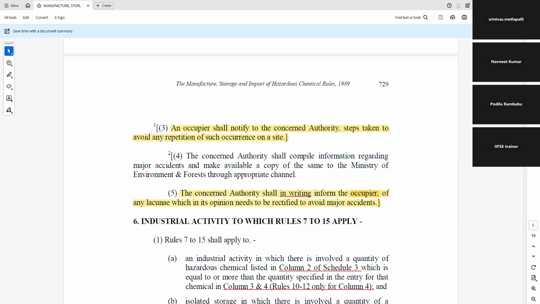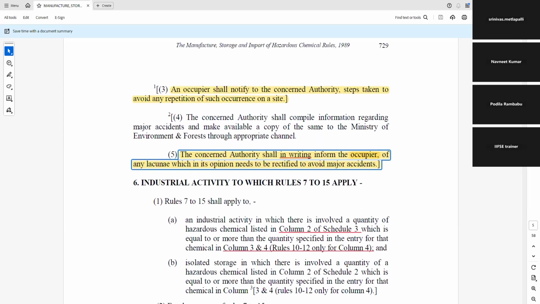Preventive means the actions taken in order to avoid such occurrences. Corrective means actions after it has happened. Okay, fine. Thanks, Srinivas. Then the concerned authority shall compile the information regarding the major accidents and make available a copy of the same to the Ministry of Environment and Forest. So again, whatever corrective actions are proposed by the occupier, they will send to the Ministry of Environment and Forest.